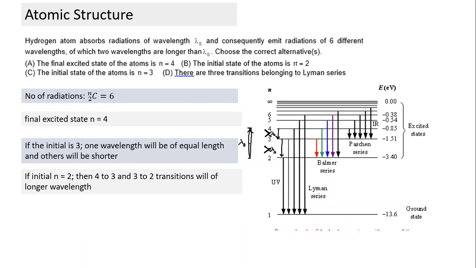Sir, what does the fourth option imply? Out of 6 transitions, how many are in the Lyman series? You have 6 wavelengths. Only 3, right? 4 to 1, 3 to 1, and 2 to 1. So 3 are there in the Lyman series. Is it not easy to figure out?